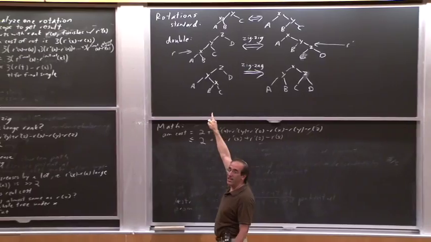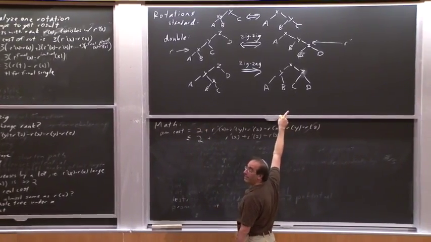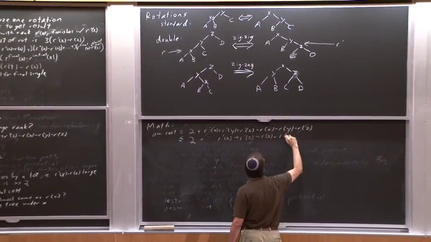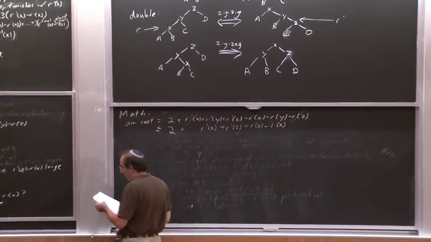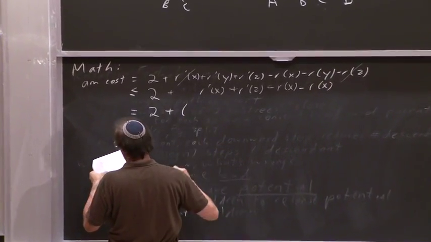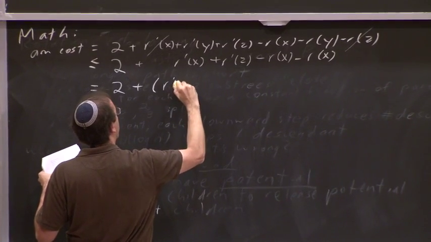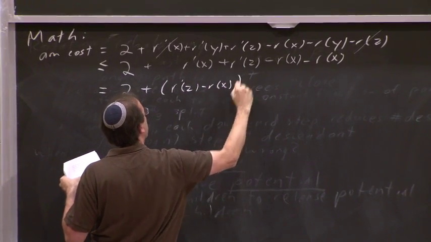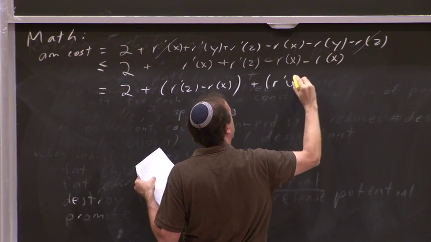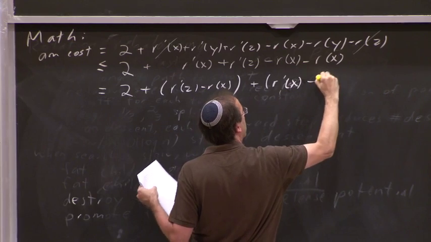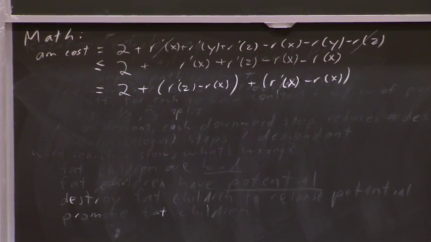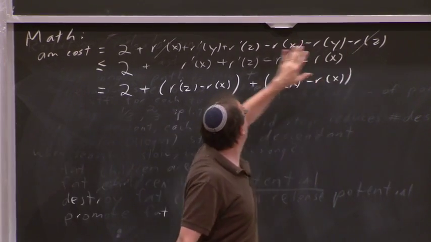Remember, r is over here. Right? R prime is over there. Over here we have r. R of x. Right? Good. Okay. So what we now have can be written as 2 plus, and so we're going to have an r prime, and I'm just going to rearrange, r prime of z minus r of x. That's one of the r of x's plus r prime of x. Yeah, remember, we canceled this r of z against this r prime of x.